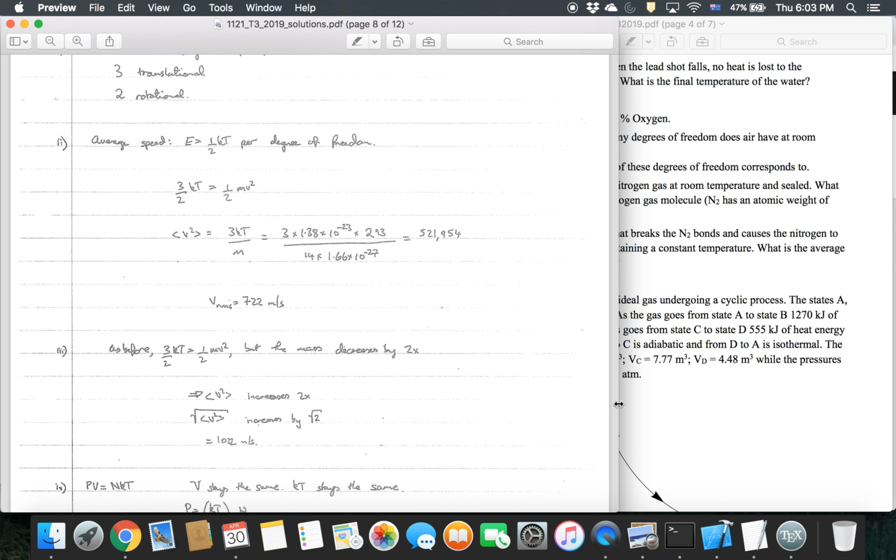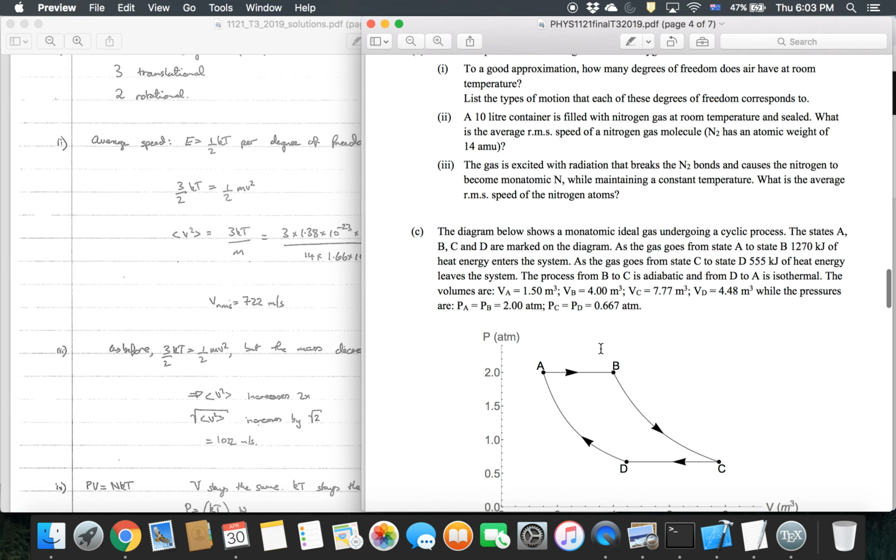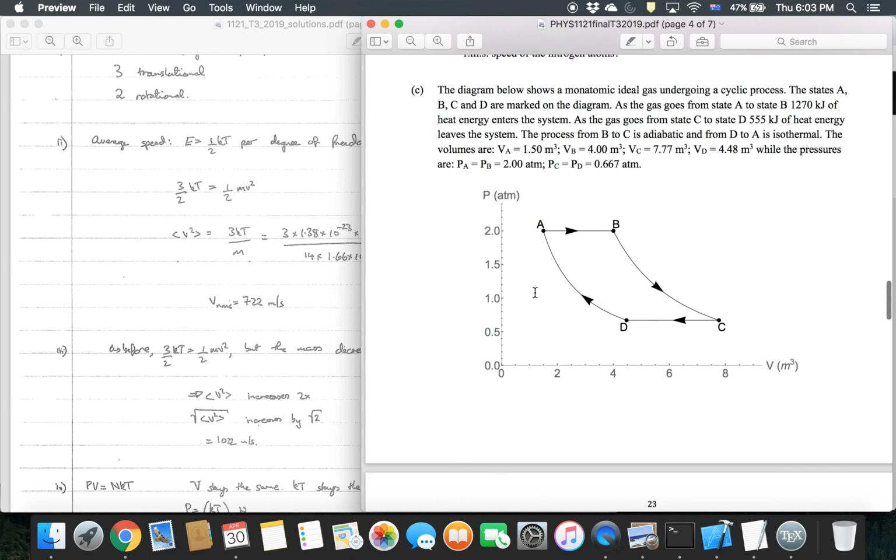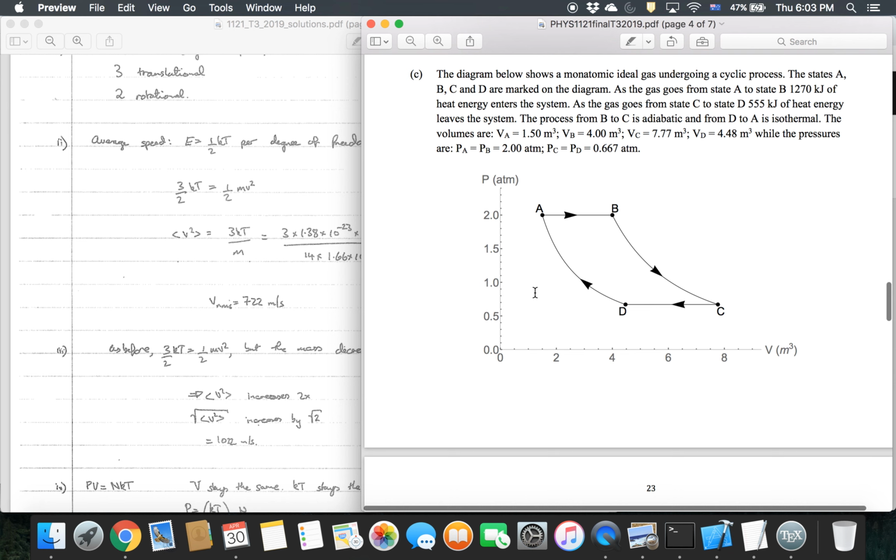Okay, so for part C then, classic PV diagram question. These ones, you can pretty much bet they're going to come up, and the process is usually the same to do these questions, so kind of a free mark.